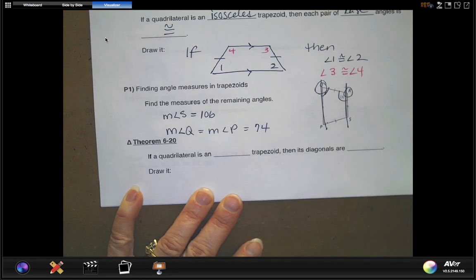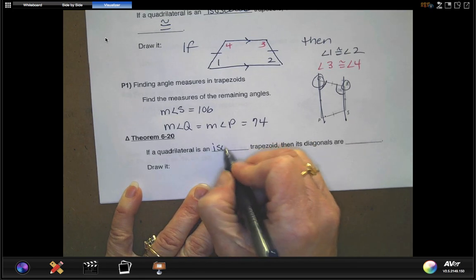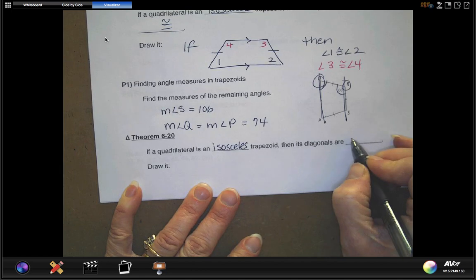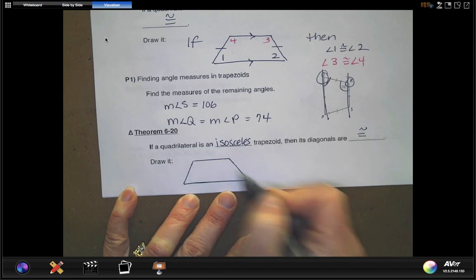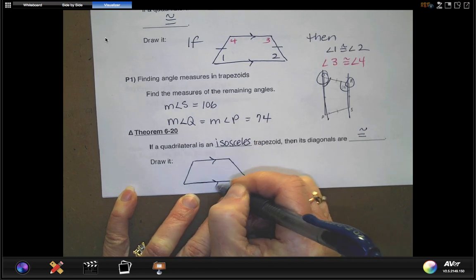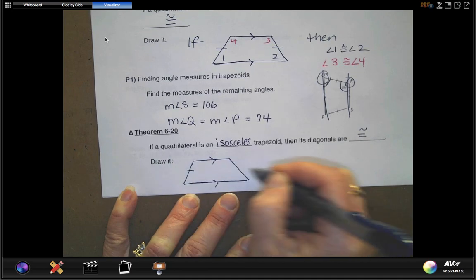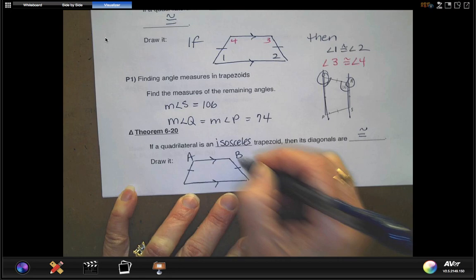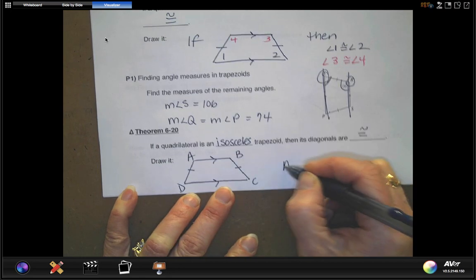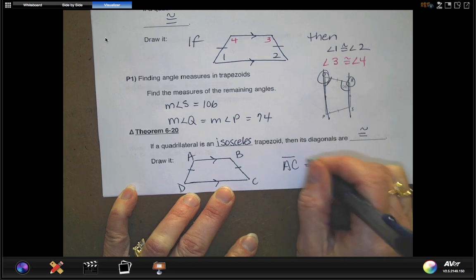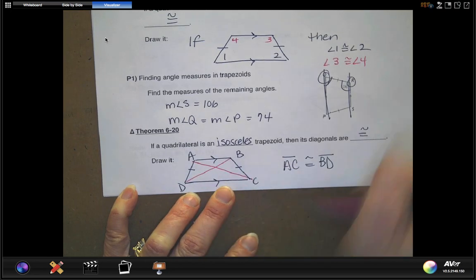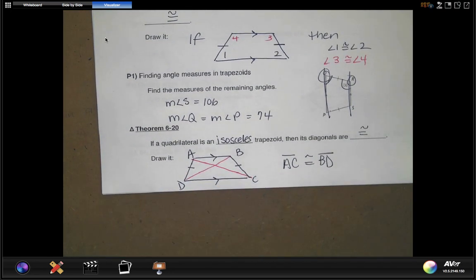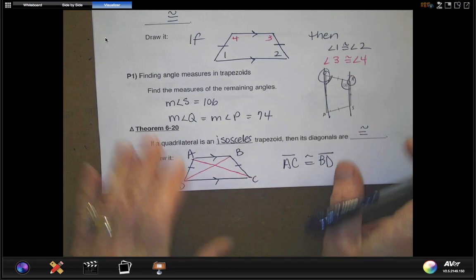All right. This theorem 6.20, if a quadrilateral is an isosceles trapezoid, then its diagonals are congruent. So if we have that, then AC, so if I drew in those diagonals, would be congruent to BD. So for an isosceles trapezoid, those diagonals end up being congruent. Okay.